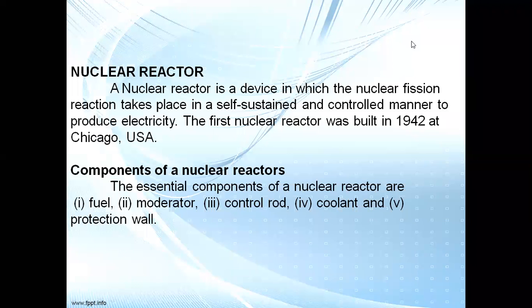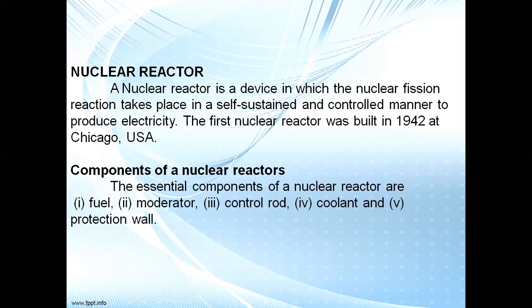Already we learned about nuclear fission. There are two types of nuclear fission: controlled chain reaction and uncontrolled chain reaction. The nuclear reactor is based on the principle of controlled chain reaction. So we will learn about the nuclear reactor. A nuclear reactor is a device in which the nuclear fission reaction takes place in a self-sustained and controlled manner to produce electricity. The first nuclear reactor was built in 1942 at Chicago, USA.